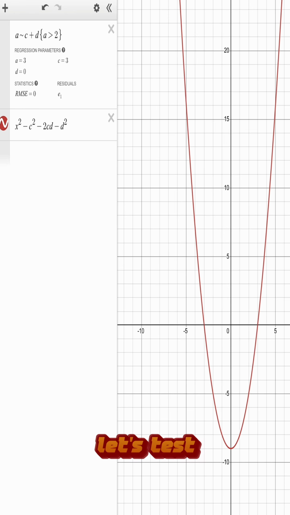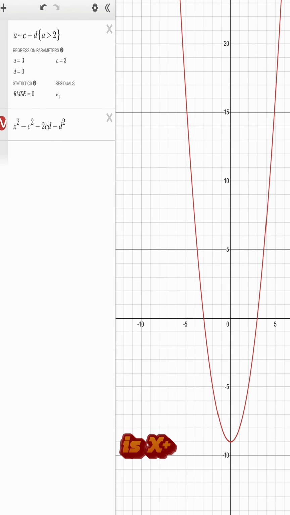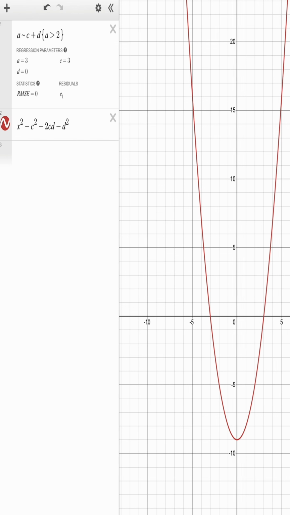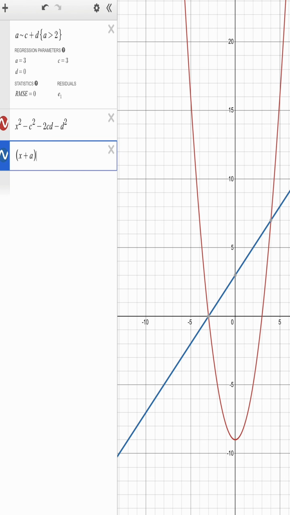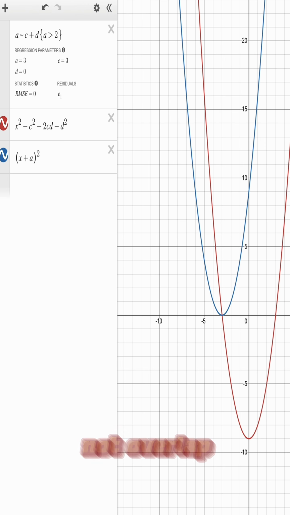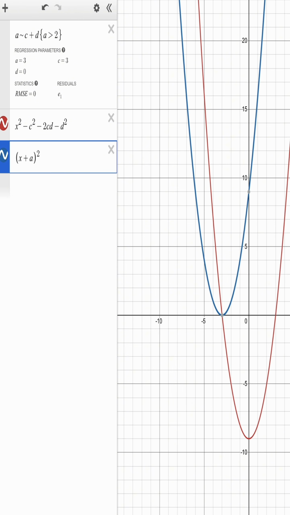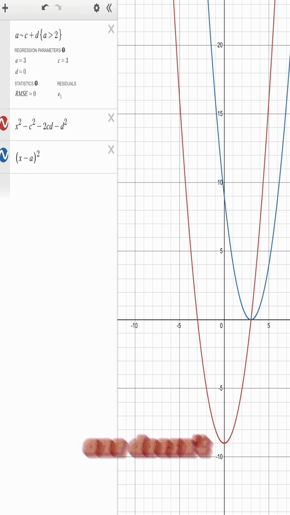Let's pick the first one. Let's test the first choice, which is x plus a all squared. You see, this curve, the blue one, does not overlap with the red one. So I'm going to skip it. I'm going to move to the next one, which is x minus a all squared. And this one doesn't overlap too. I'm going to skip it, move to the third one.